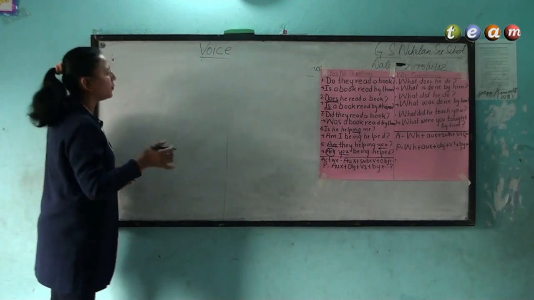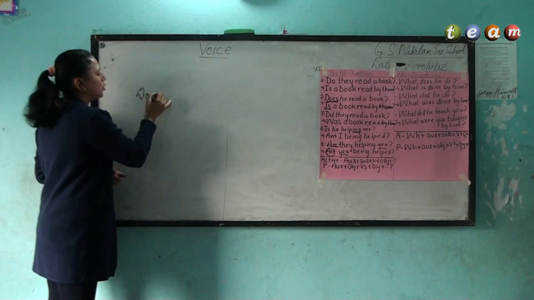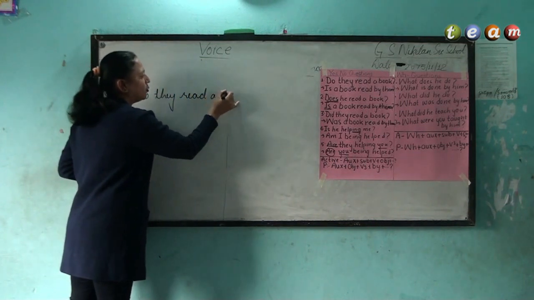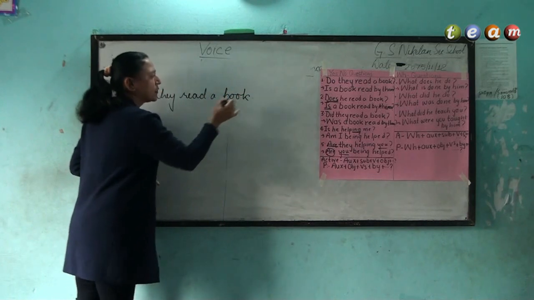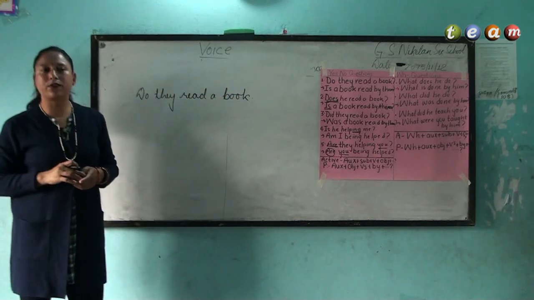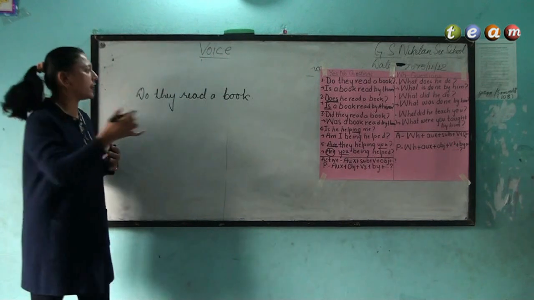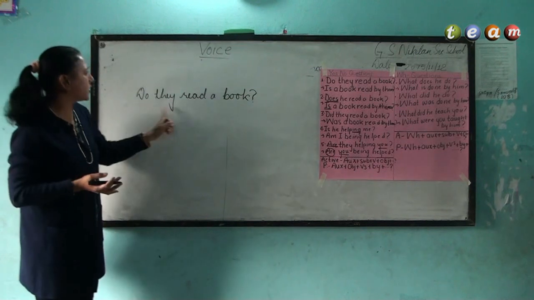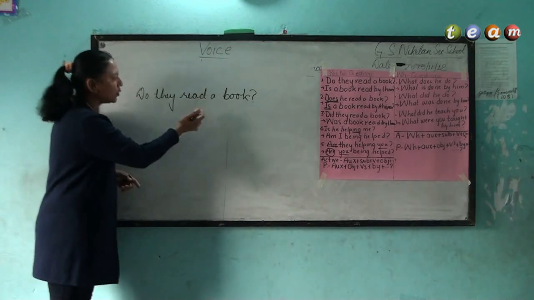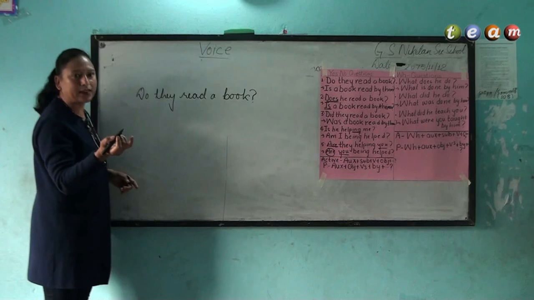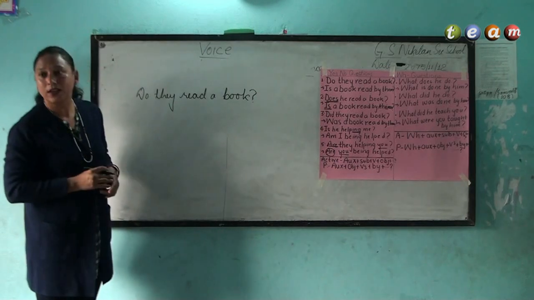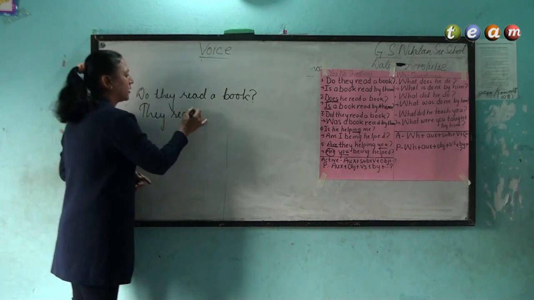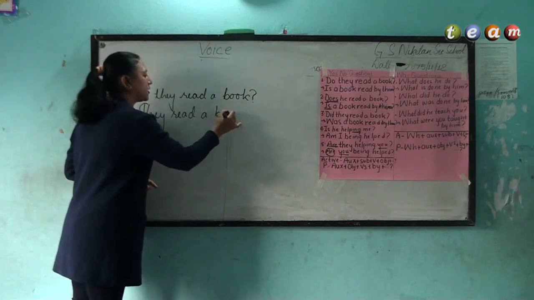Let me give you one example. Do they read a book? Now you see here, there is a three-step formula which makes it very easy to change. Do they read the book? You change it into a simple sentence. What is the simple sentence for this one? They read a book.